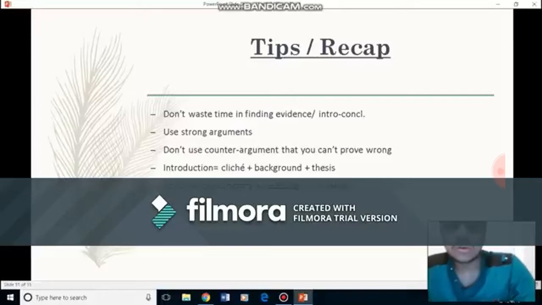So recap, and don't waste time finding evidence, you will eventually find it. Try to use stronger arguments, like less personal experiences. Don't use counter arguments that you can't prove wrong. Introduction is cliche, background and thesis, and conclusion is the summary and the restating of your argument. So that's all about the AP argumentative essay.